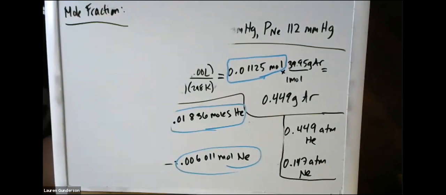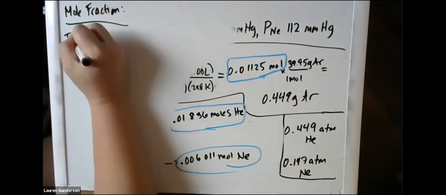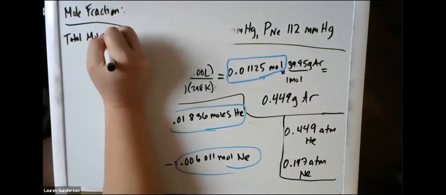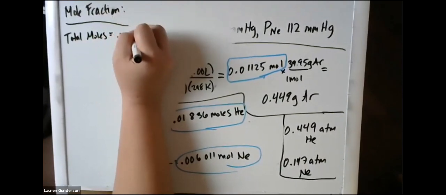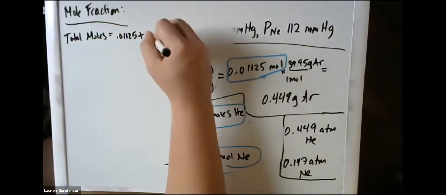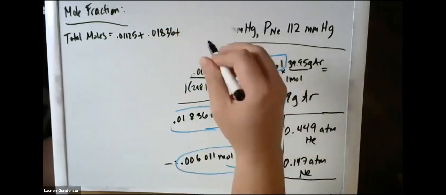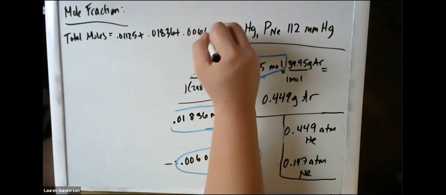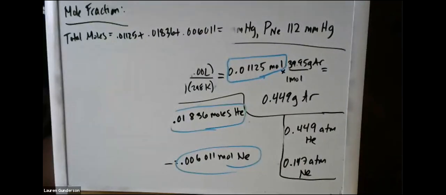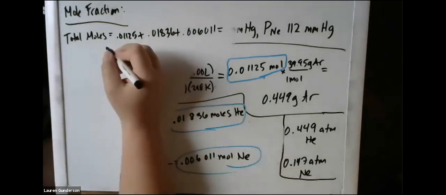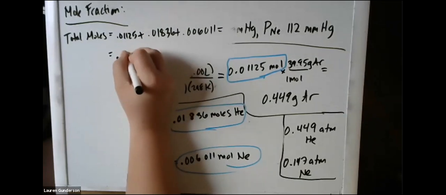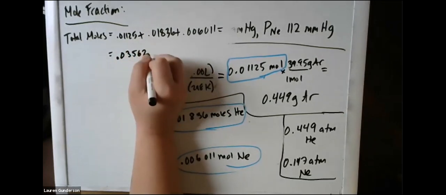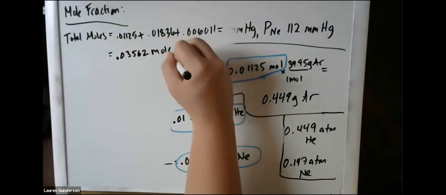Now to calculate the mole fraction, first we're going to need to know the total mole values that we have. So our total moles will be 0.01125 plus 0.01836 plus 0.006011. That's 0.03562. So that's our total number of moles that are present.